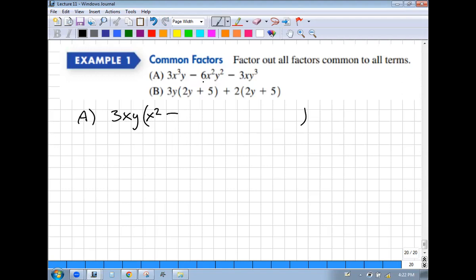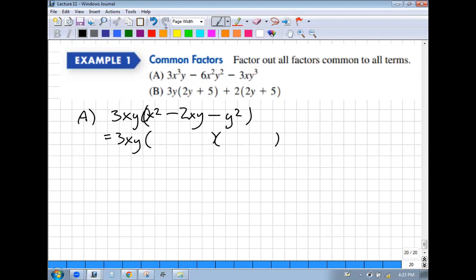This guy's negative. To get a 6, I'm going to need a 2. I need x squared y squared. Well, I only have an xy, so I'm going to need another xy. Now for this one, I already got the 3, but I don't have the minus. I already got the x. I need y cubed. I only have one y, so I gotta have a y squared. So that's the first step. Pull out the GCF.